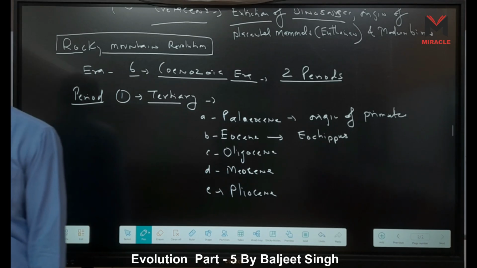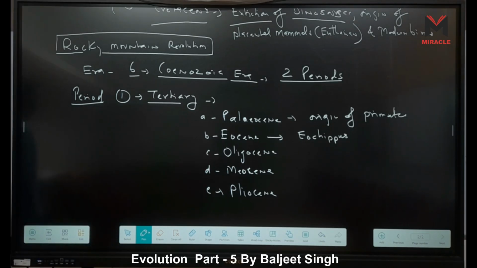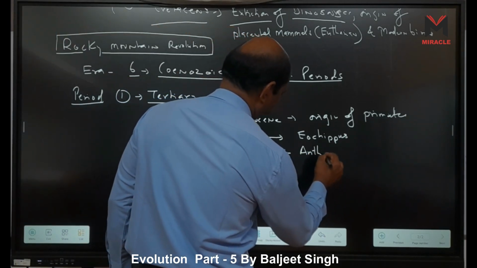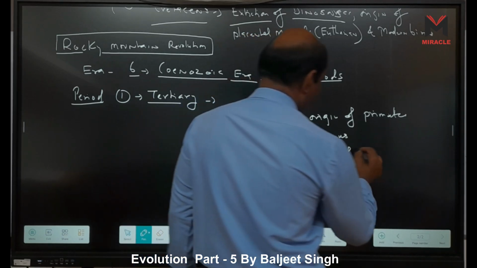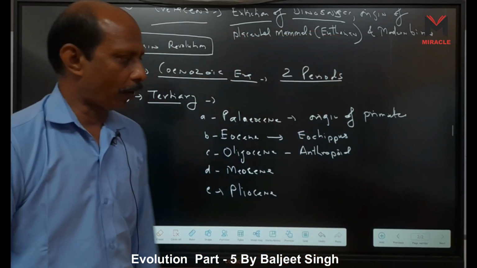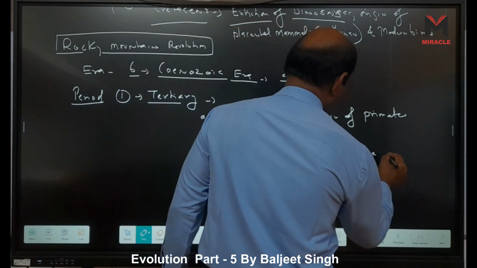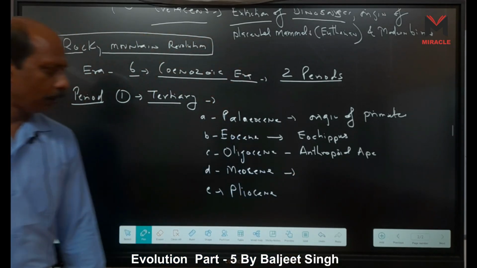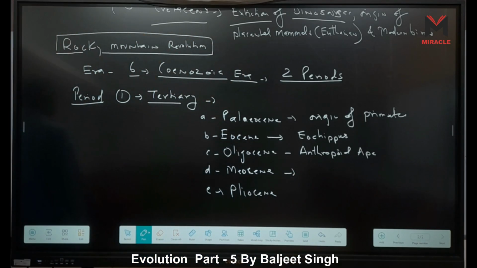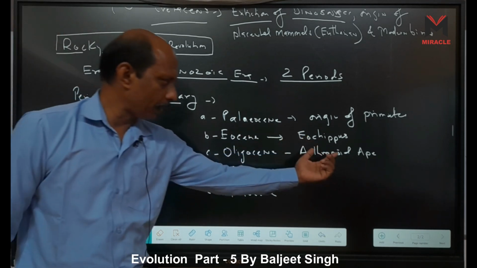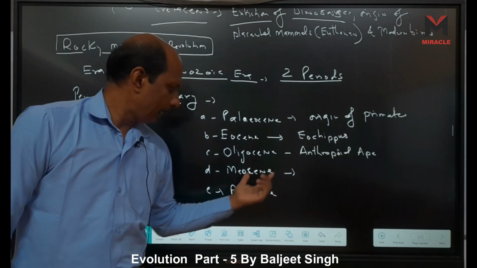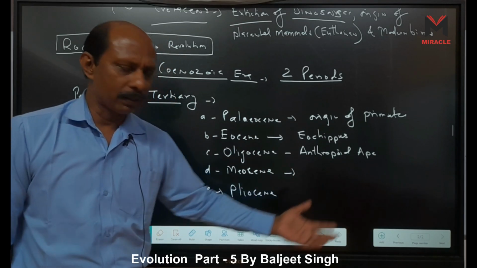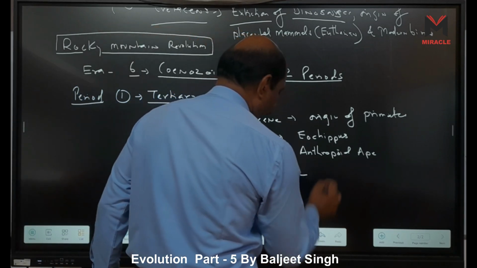Oligocene means anthropoid apes are formed. Anthropoid means human-like. Apes are developed from monkeys, right? Then in the Miocene, there are Australopithecus or Dryopithecus, this type of animal. We can say here the evolution of humans continues.